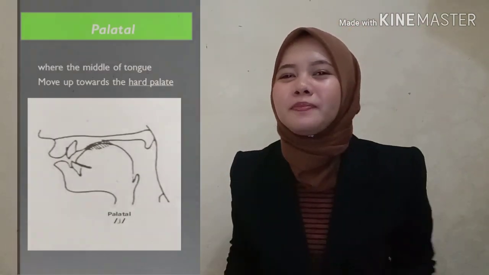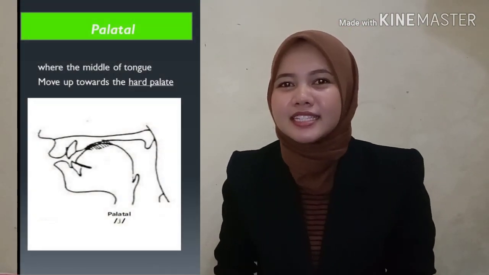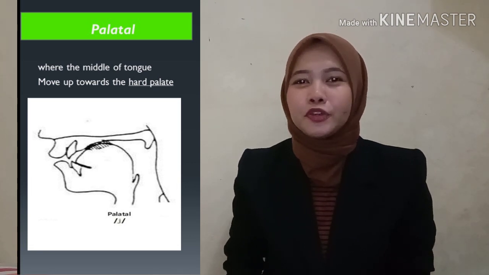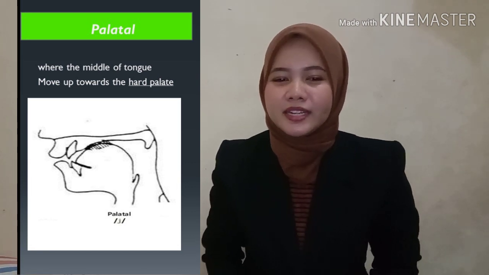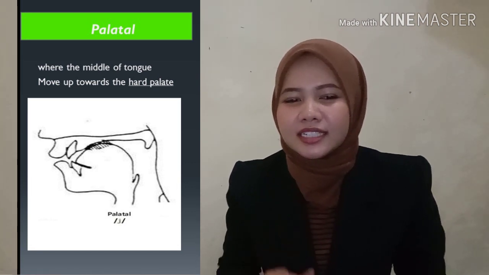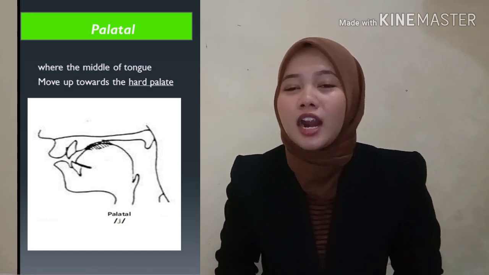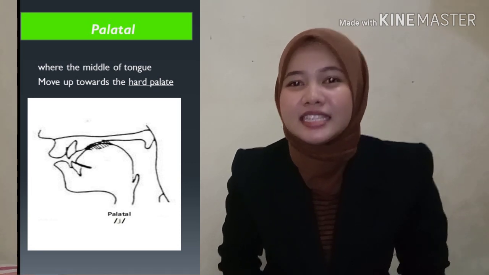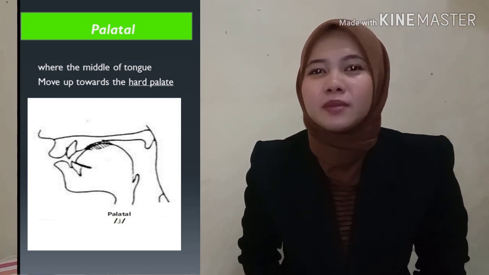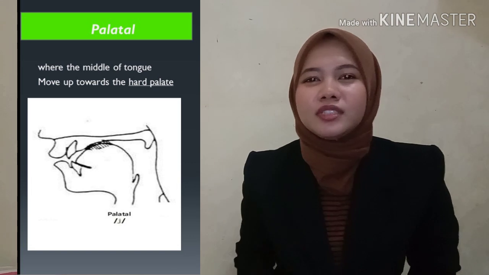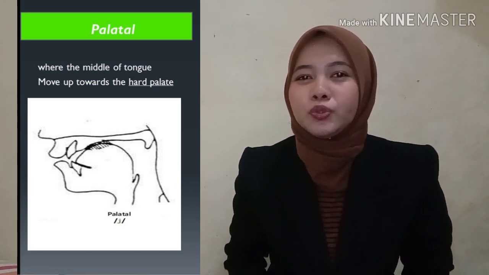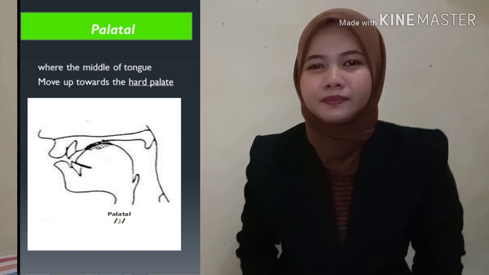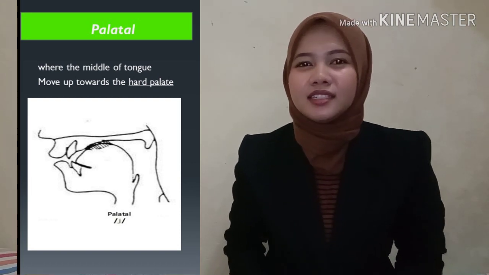And then next to slide number 6. For the sixth place of articulation, that is palatal. You can look at the picture. Palatal is a movement where the middle of the tongue rises towards the hard palate, and this produces just one sound, that is y. For example, you, young. Okay?